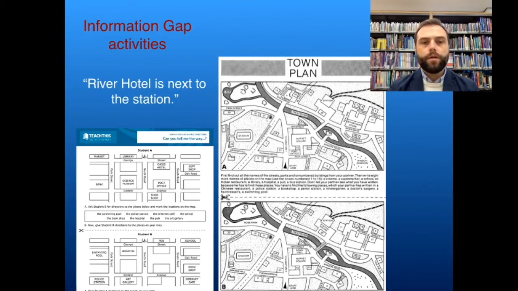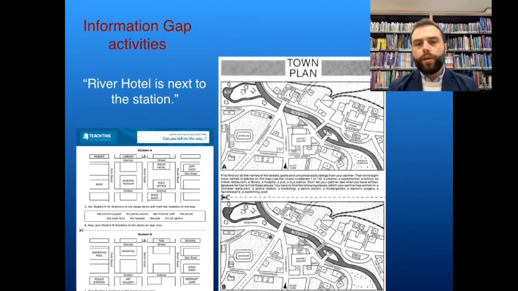Okay, but you can see a few examples here. The first example from the Teach This website has some places, buildings in a town with a very simple kind of street grid for the students. And again, you've got student A and student B. So they would have different buildings on the map, and they have to communicate about where are the buildings, next to, in front of, and so on to complete the map.